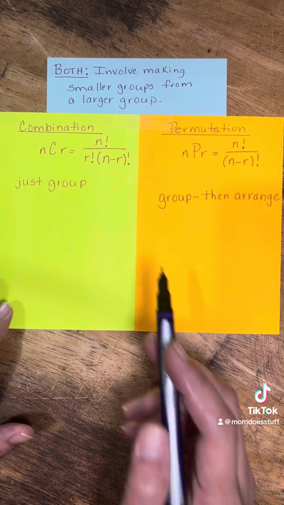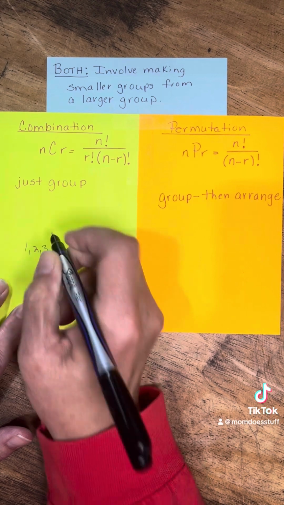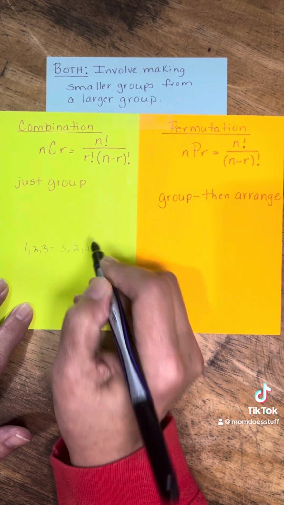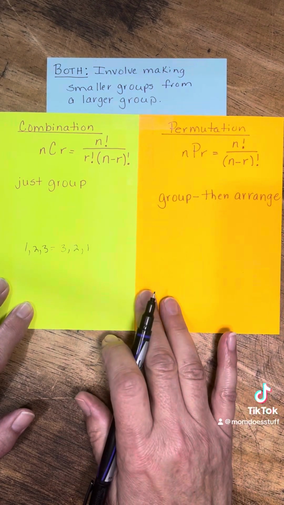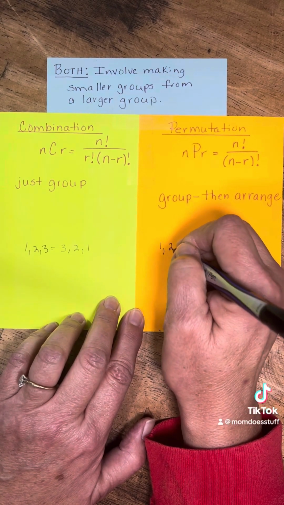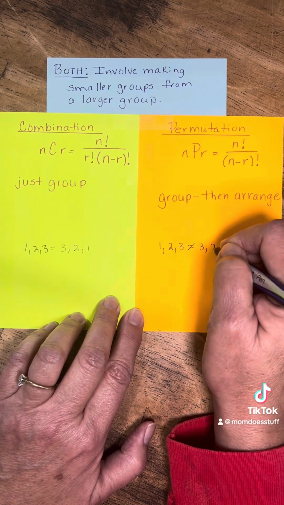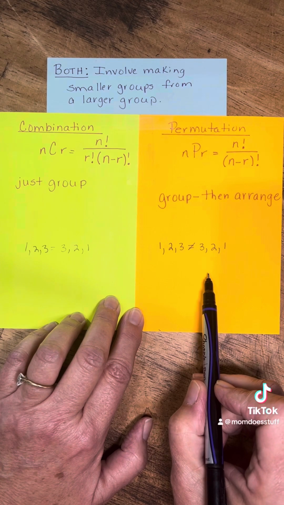For example, in a combination, 1, 2, 3 would be the same thing as the group 3, 2, 1. The members are the same, so it doesn't matter what order they're in. However, in a permutation, 1, 2, 3 would not be the same thing as 3, 2, 1. This would be two separate groups.